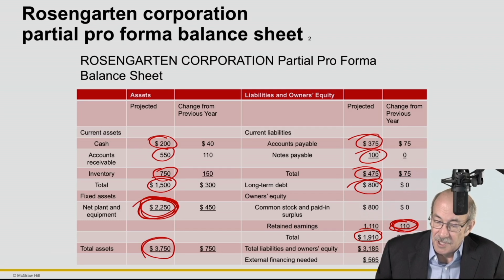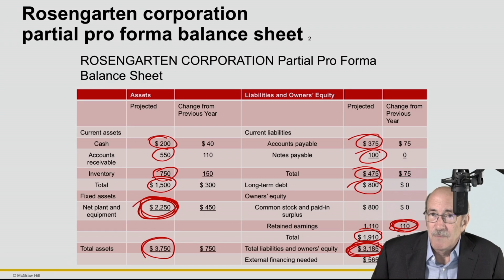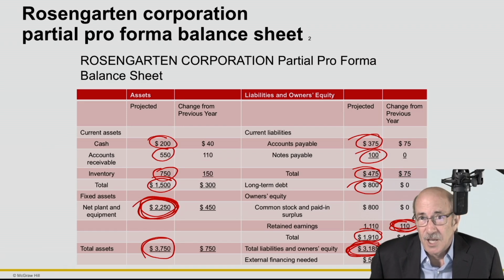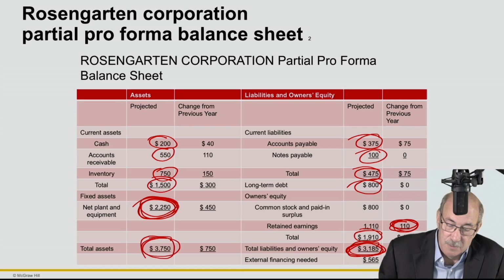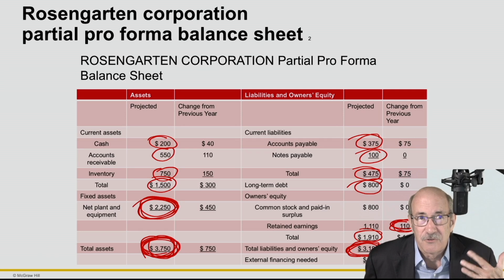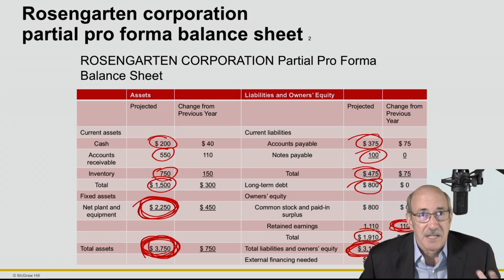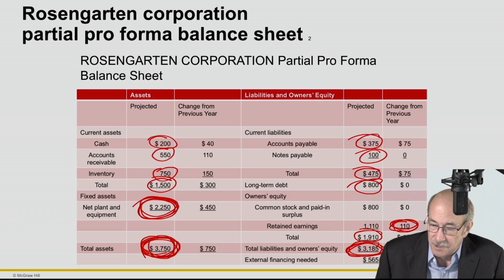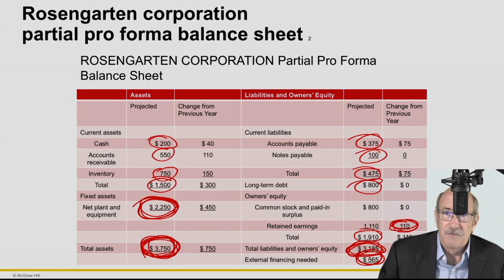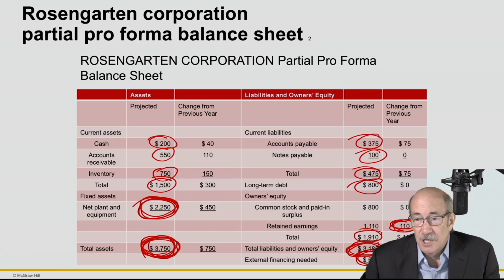And so what that does is give us a balance on the right-hand side of only $3,185, which is considerably lower than the amount of assets we need. So we've got to figure out some way of financing those additional assets. To be specific, it's $565 of additional assets that we need to finance. Where does that come from?